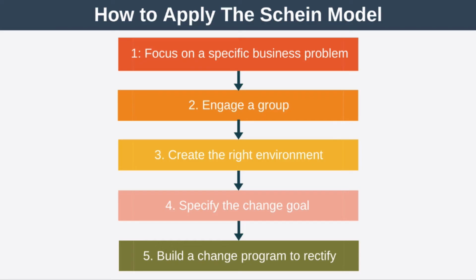And finally, step 5 is to build a change program to rectify. So now that you're clear on where you're going, it's time to put together a plan to make it happen. Now, the change program should include steps like getting senior management on board and targeting quick wins so you can start to see results and build momentum quickly. Your change program doesn't need to be huge in scale. It simply needs to fix your business problem.